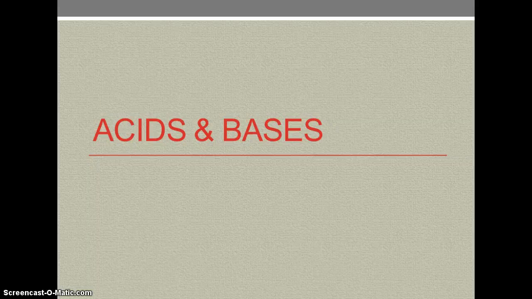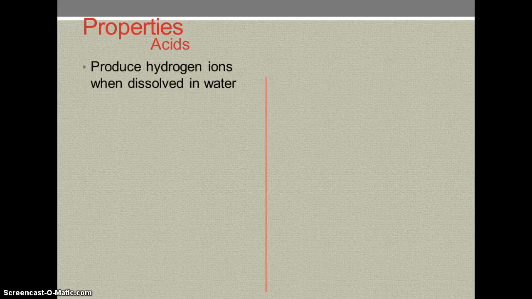Our last set of nomenclature is going to be for acids and bases. And some properties of acids. They will produce hydrogen ions when they are dissolved in water. They tend to have a tart or sour taste, so think about a lemon.